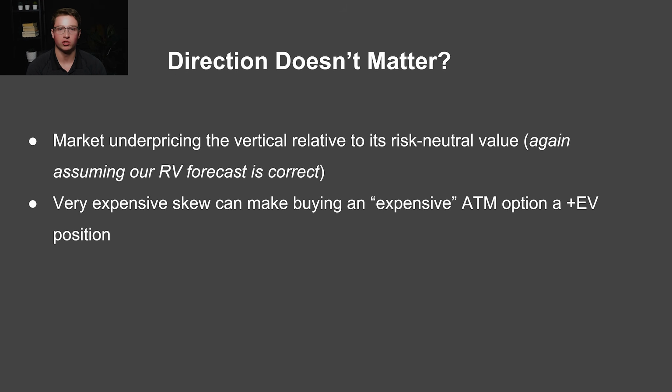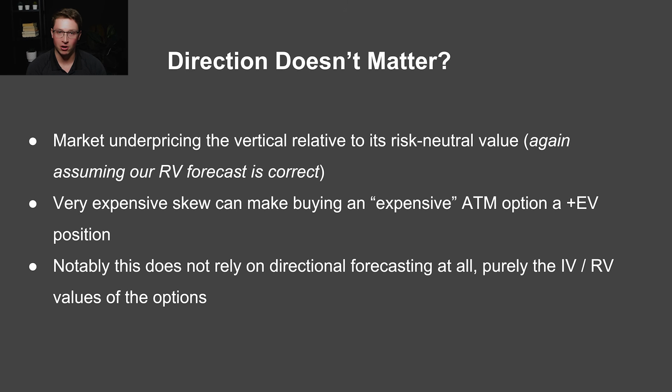And notably, this result does not rely on forecasting direction at all. The simulation simply generates random price paths consistent with the assumed volatility. The edge comes purely from skew mispricing, not directional movement. This challenges the common belief that vertical spreads are only directional tools. When constructed with skew in mind, they can become non-directional relative value strategies.